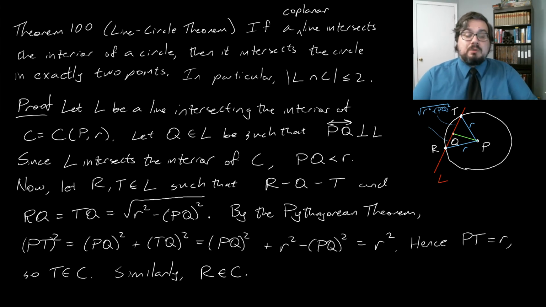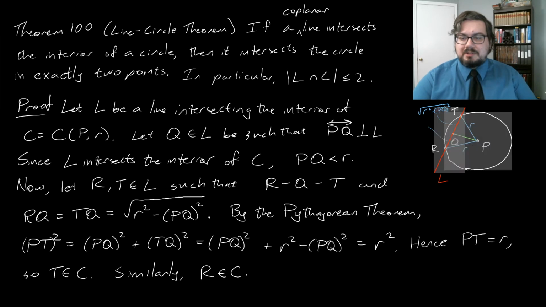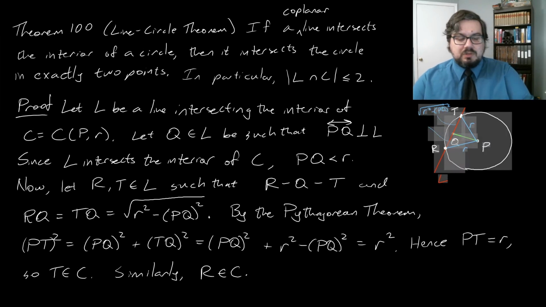So we've shown that if the line L intersects the interior of a circle, then it intersects that circle in 2 points. What we need to show is that it intersects the circle in exactly 2 points. That is, that there isn't some other point that also lies on the circle. So let's handle that.